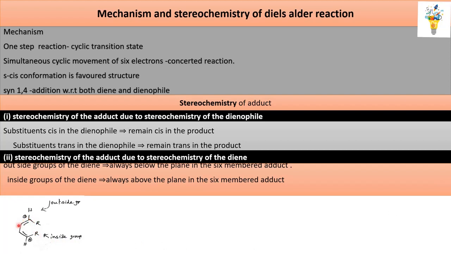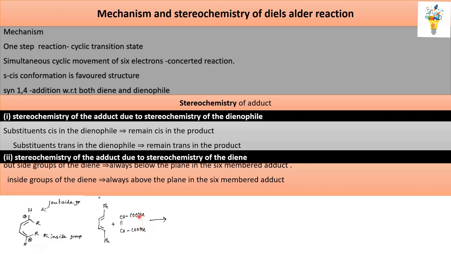See what the outside group and the inside group are. This is a typical diene. The hydrogen is the outside group and R is the inside group. Outside groups in the adduct are always below the plane, and inside groups are always above the plane. So see this reaction. In this butadiene, two phenyl groups are attached. Here phenyl is the outside group and hydrogen is the inside group, and the dienophile is in the cis position. What product do we expect?